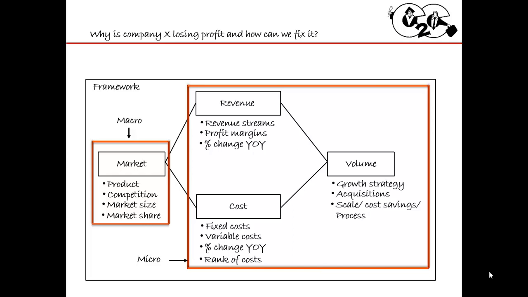So the point I'm trying to make here is you have a micro level and a macro level in any case, but the micro level is where you start to really come up with the solutions of how to solve the case because it's pertinent to the company. Okay? All right.